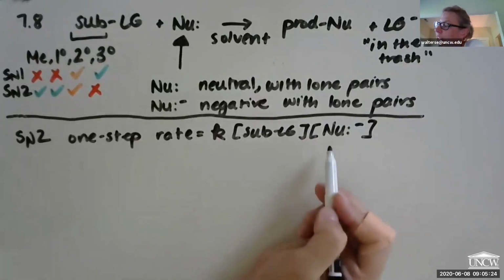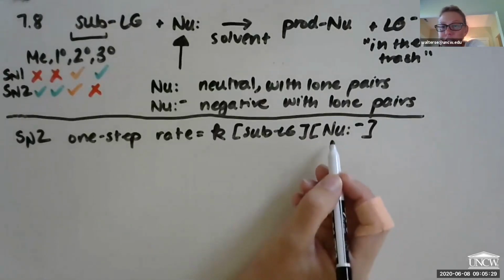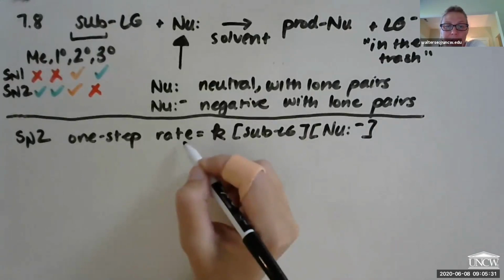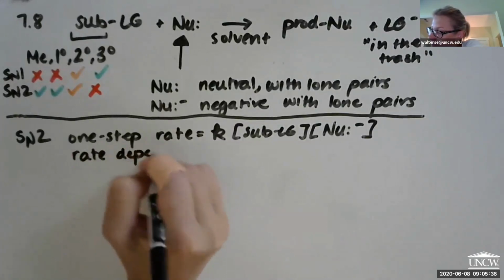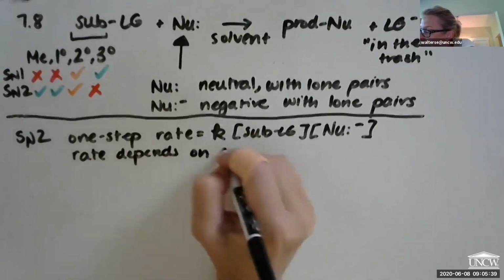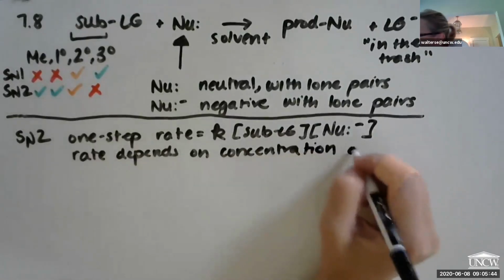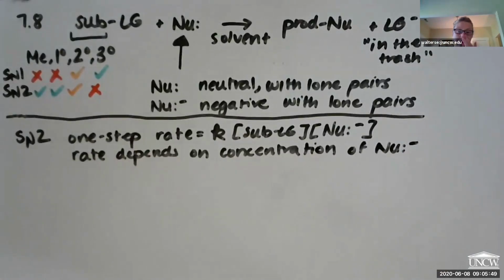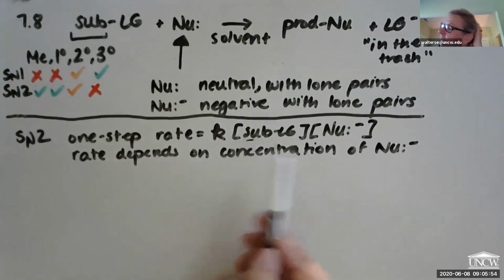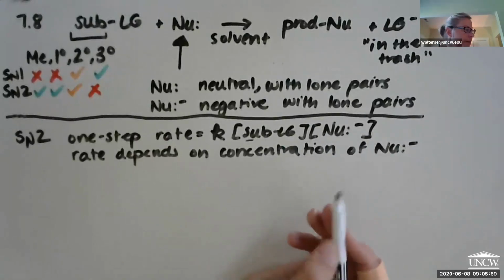So by looking at the rate law, you can tell that the concentration of the nucleophile directly impacts the rate. So the rate depends on the concentration, moles per liter, or the amount of the nucleophile. If you want your reaction to proceed faster, you just add in more nucleophile. You can also increase the rate by increasing the substrate concentration, but right now we're just focusing on the nucleophile.